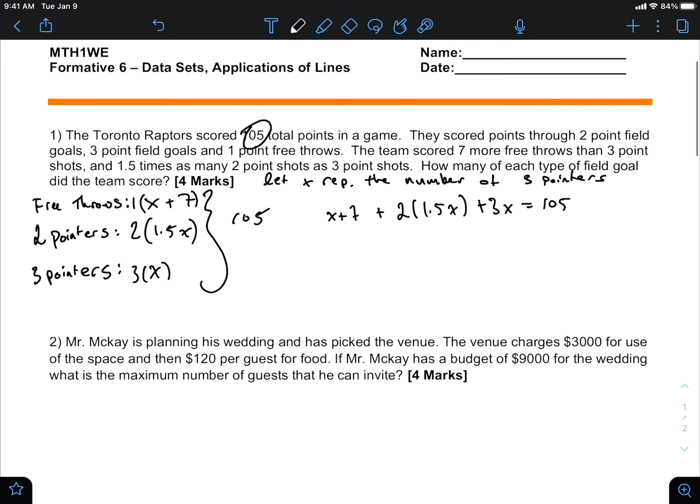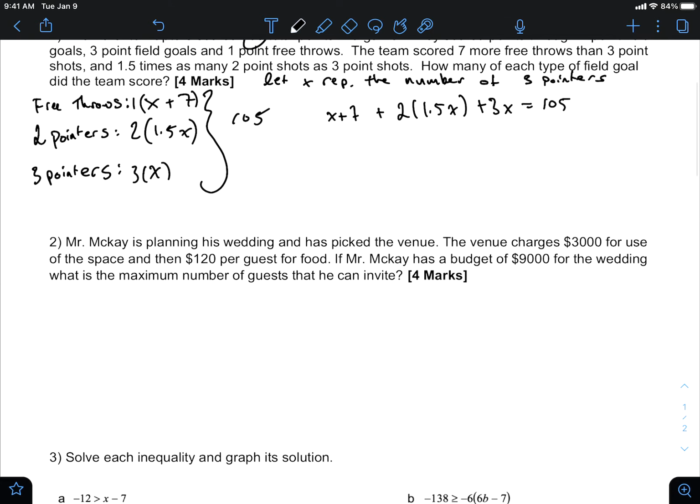Okay. So now I'm going to get rid of any brackets I see, and then I'm going to collect like terms and just solve for x. Ultimately I just want to get x on the left and get the numbers on the right, right? So x plus 7, we're going to get rid of the bracket there. I'm going to get x plus 7 plus 3x plus 3x is equal to 105. That's me just getting rid of the bracket here for this 3x.